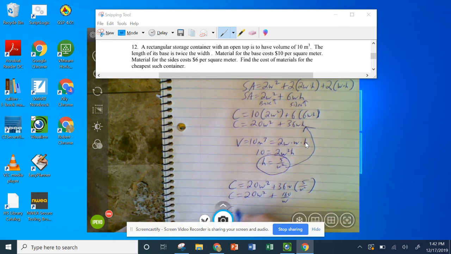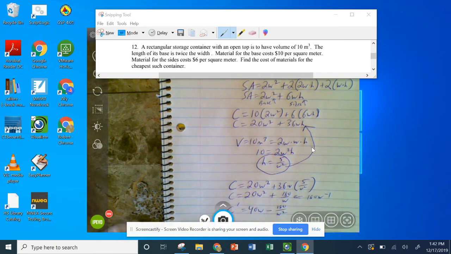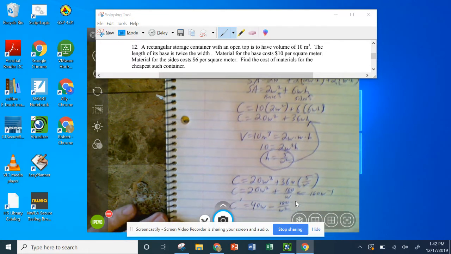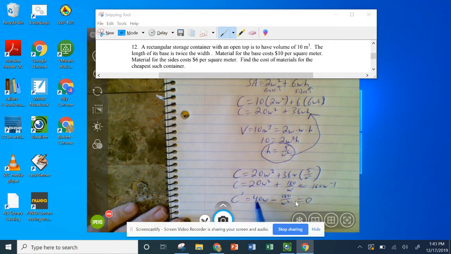So C prime is 40w minus 180 over w squared. Remember, it's probably easier to think of it as 180w to the negative 1. This way you don't have to worry about a quotient rule, although both will get you the same result. We need to find the critical value for this. This is only going to give us a critical value when it's undefined or 0. Well, w being 0 is not going to give us anything of value since the width can't be 0. So let's look at the numerator when I combine these fractions.